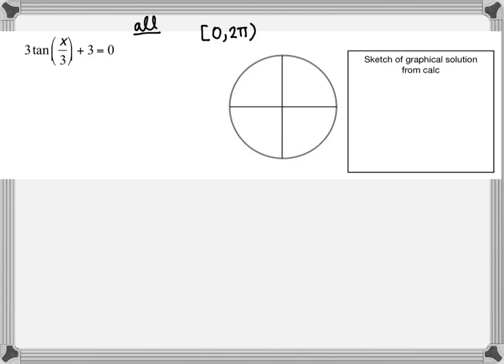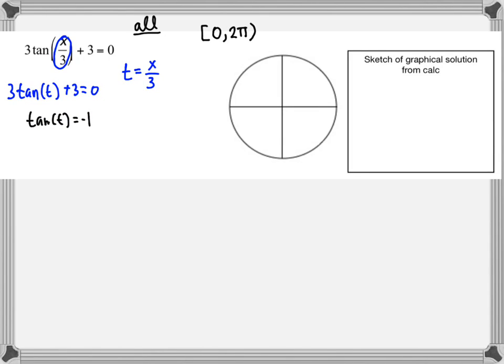So first thing that we want to do, like we did in the last video, is that we have this multiple angle, and to make things easier on ourselves, we're going to replace that with a dummy variable. I'm just going to use t, as we often do, and rewrite this so it looks like something that we can solve out nicely. And now I'm going to throw the 3 on the other side, giving us a -3, and divide by 3. That's the in front of the tangent there. And I'm going to get the tangent of t equals -1.